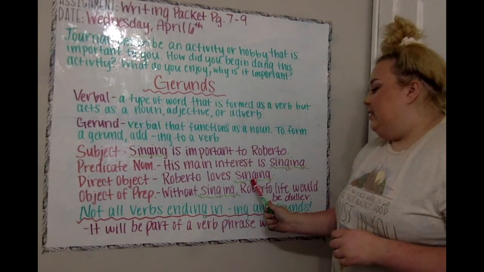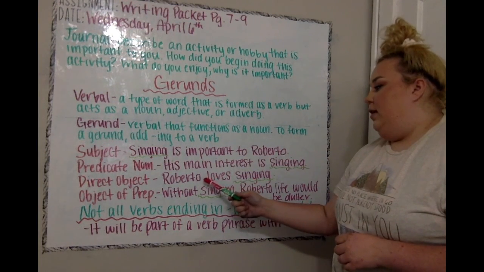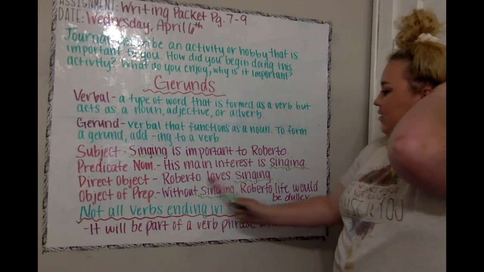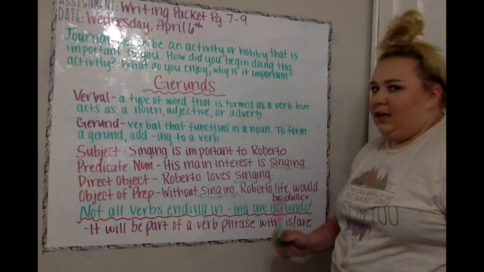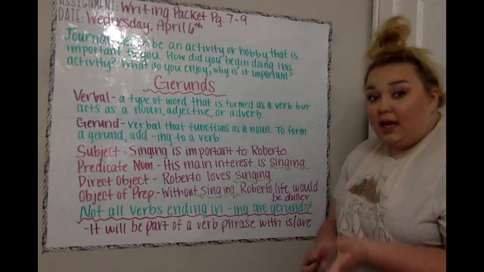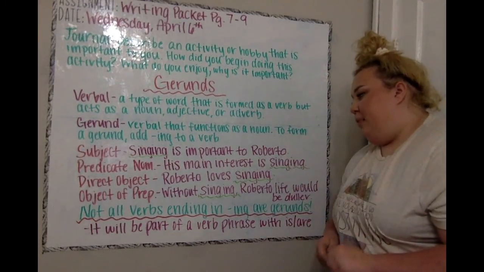So this isn't the subject of the sentence, but it's what the subject is doing something to, the direct object. So in this case, Roberto is loving singing. Singing again here is just an idea. It's not saying that he is singing actively in the sentence. It's just saying that he loves singing.